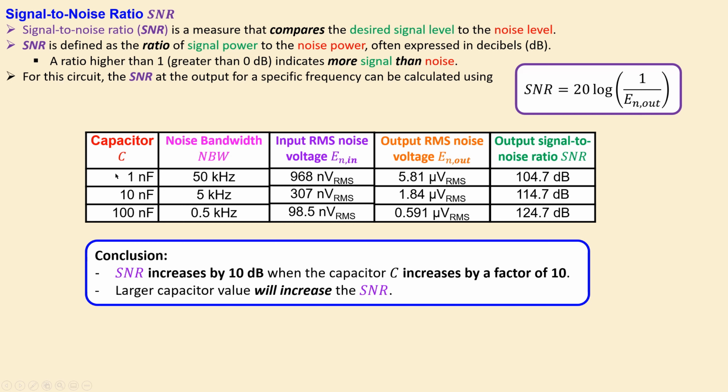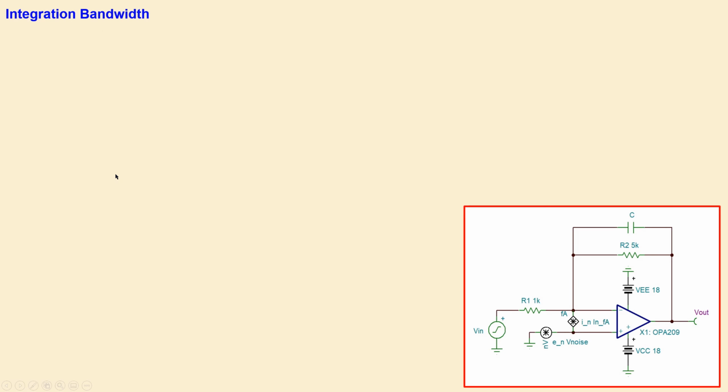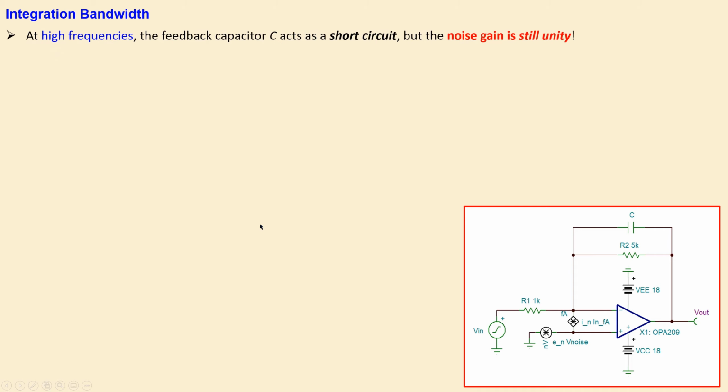Okay, that's for the signal to noise ratio. Now, before we move on to the simulation, it is also very important to discuss integration bandwidth, a very important term in this circuit. What is integration bandwidth? Before we look at our circuit in more detail, we need to consider the capacitor in the feedback at high frequencies. At very high frequencies, the capacitor will be considered a short, and then you don't have a signal at the output, so your signal gain will be 0.